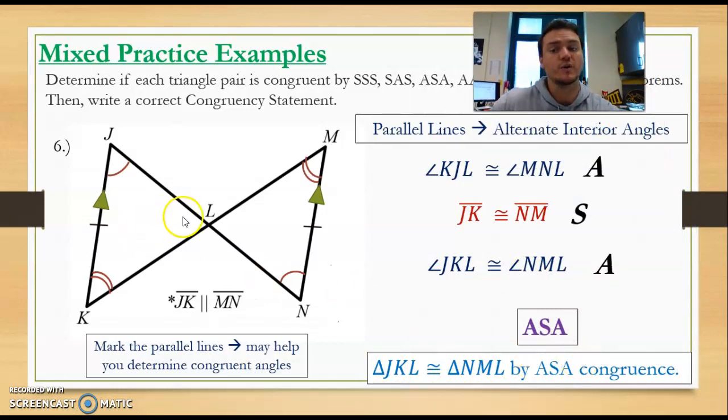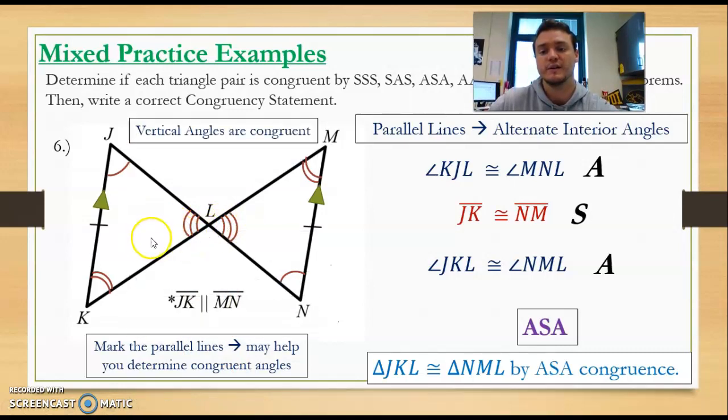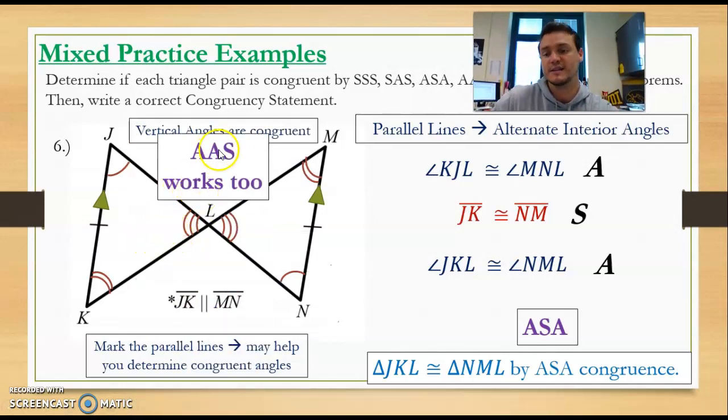One other thing that you could notice here, though, is that there's actually another way that we could prove these triangles are congruent because of the vertical angles here. If these angles are vertical angles, we can say that they're congruent to each other, which then allows us to say that angle, angle, side actually works here too. So there's actually two different answers that will work for this problem. You're going to run into problems on the assignment that are similar to this too, where there's actually two answers to these problems.